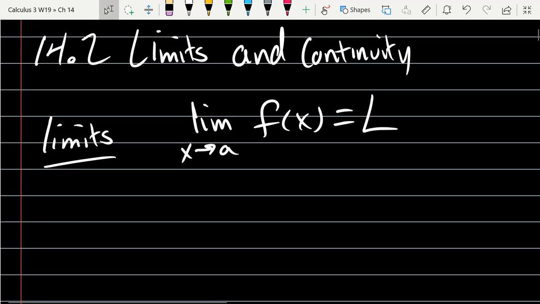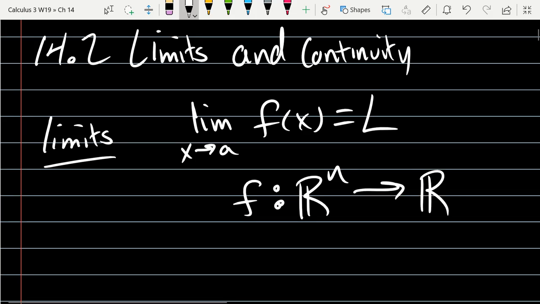Now the type of functions we are using, this function has n-dimensional inputs and one-dimensional output. So what type of thing is L? L is a scalar, or a real number. So L is a number.